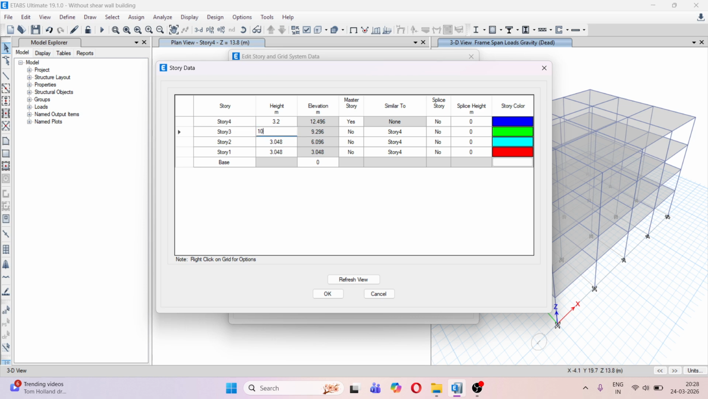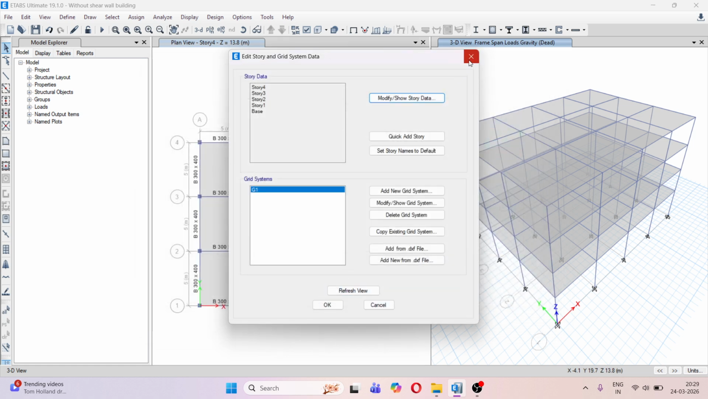Or suppose it is 10 feet 3 inches, enter, again it will convert. Because my ETABS file is in SI unit, that's why it takes in meter. You can put the values in centimeter, millimeter, just write the cm or mm, and it will automatically convert. So this is a very good option in ETABS.